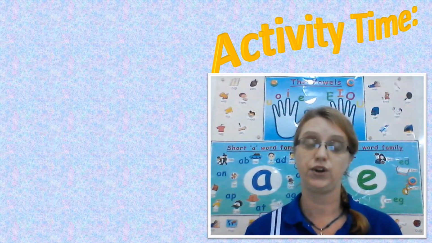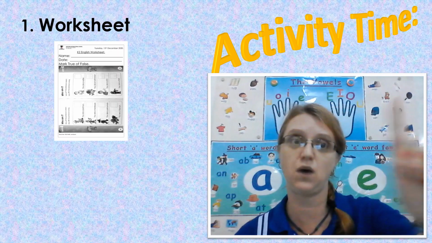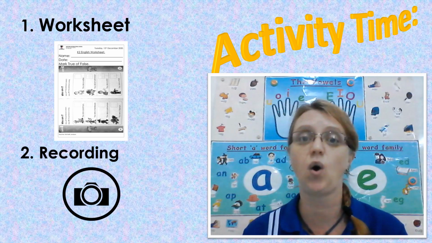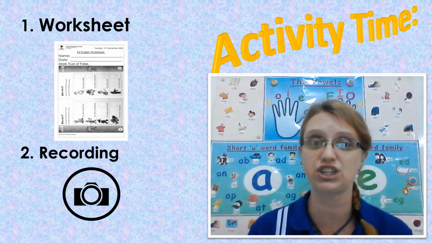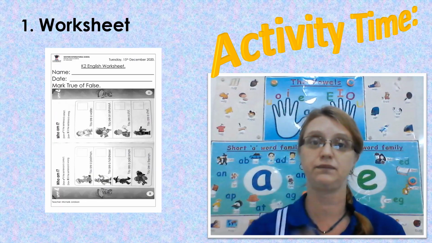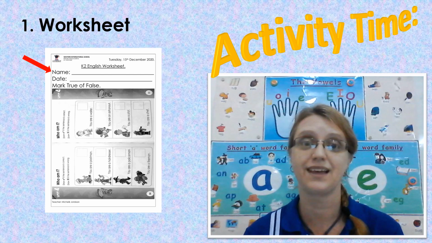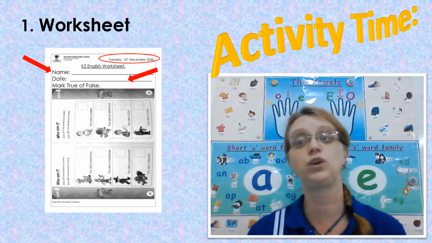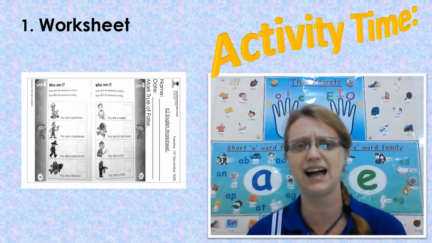Okay, K2s. For your activities, you know by now there are 2 activities. Activity number 1, complete your worksheet. Activity number 2, record yourself saying the words you learned today. So the words from the worksheet. Okay. So let me quickly explain to you. Activity number 1 with your worksheet. Step 1, you're going to write your name. Step 2, you're going to write the date. And then when you finish, you have to turn your worksheet again because it's laying on its side again.